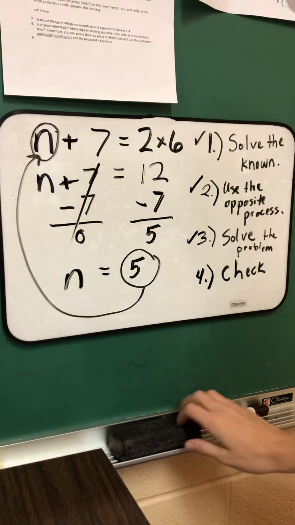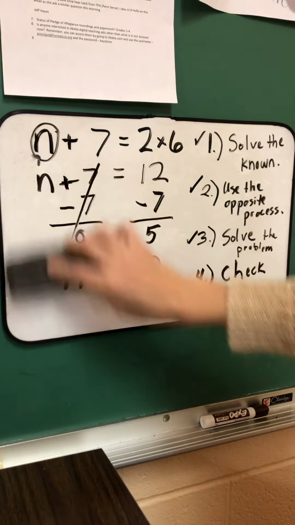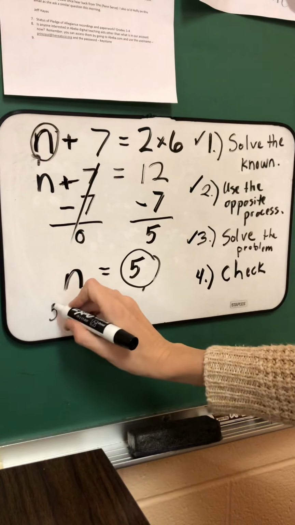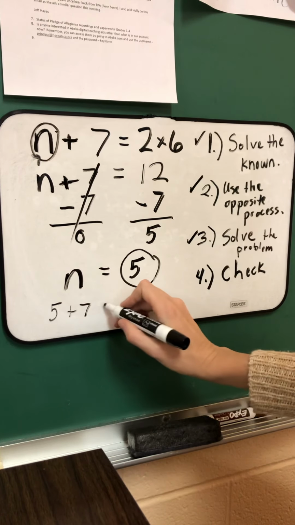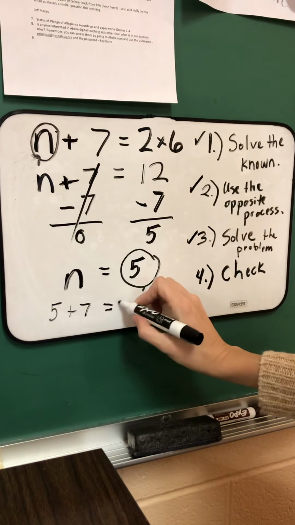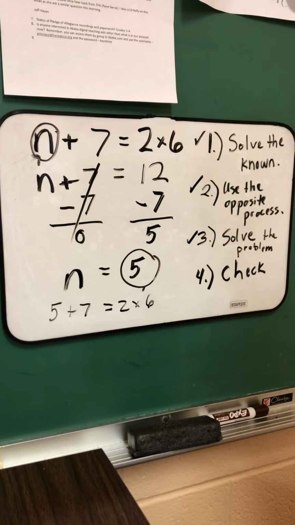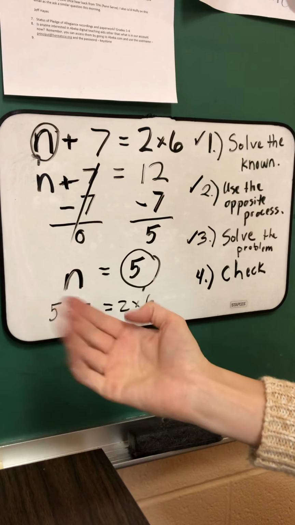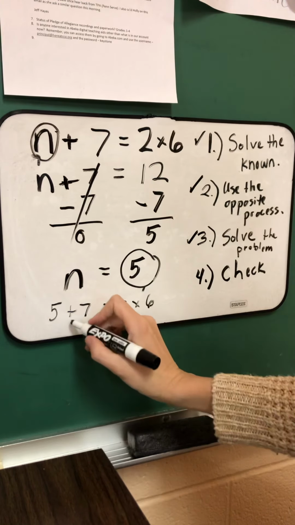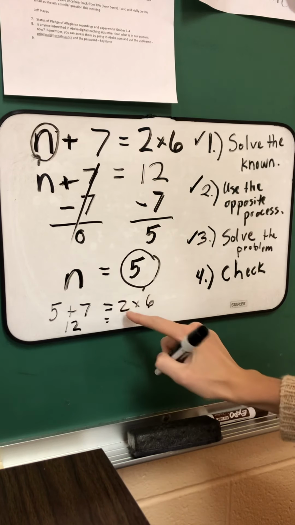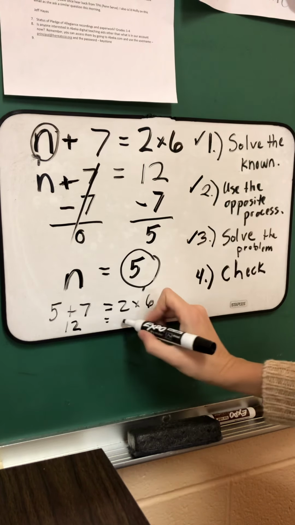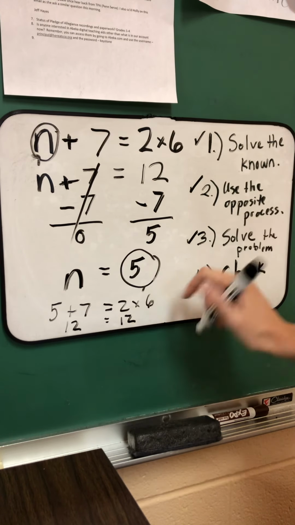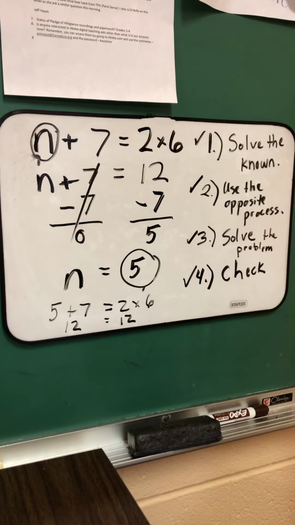Do you think that's correct? Let's see. I'm just going to plug 5 in for n. 5 plus 7 equals 2 times 6. Is that correct? Let's see. Well, 5, 6, 7, 8, 9, 10, 11, 12. Okay, so that equals 12. And 2 times 6 equals 12. Does 12 equal 12? Yes, we are finished.